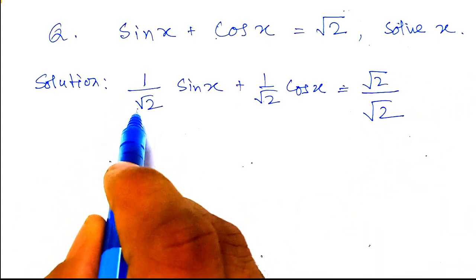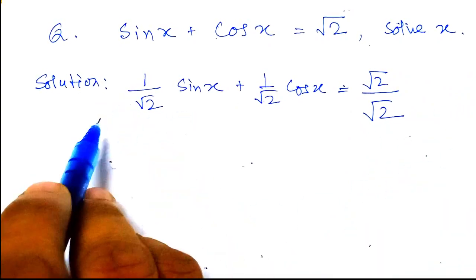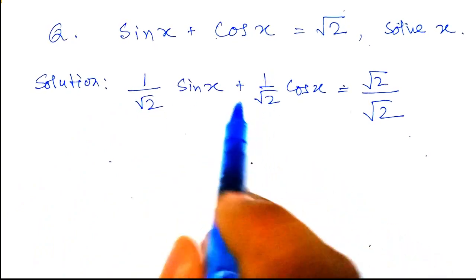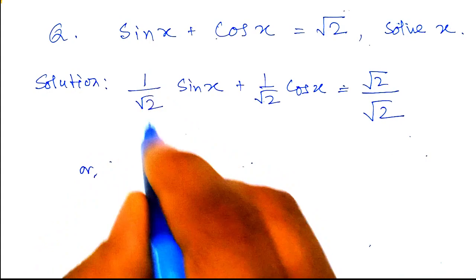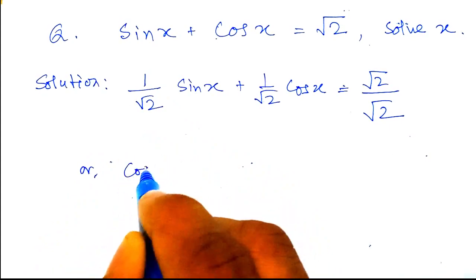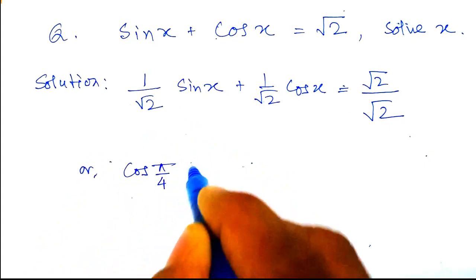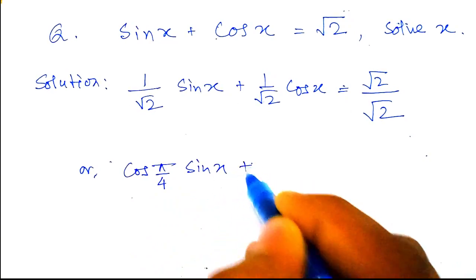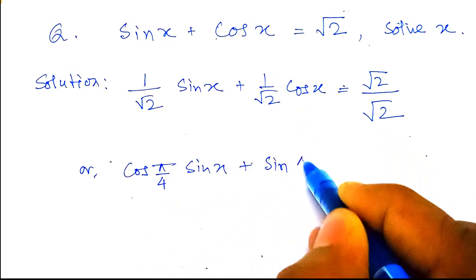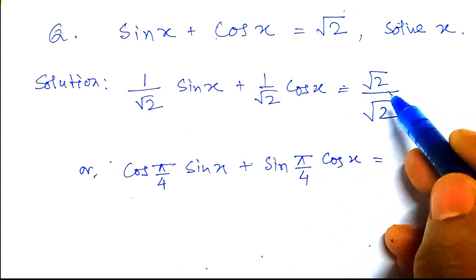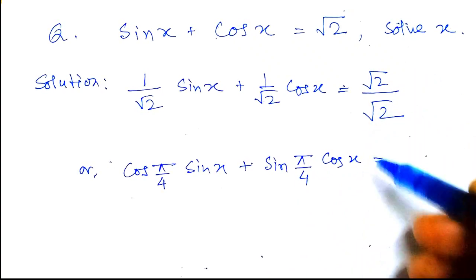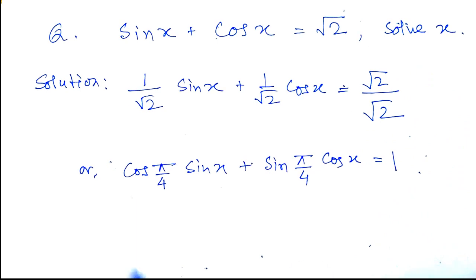Now one thing: 1 by root 2 is the value of sin pi by 4 as well as cos pi by 4. So instead of 1 by root 2 we can write cos pi by 4 with sin x, and here we can write sin pi by 4 with cos x, is equal to 1, because root 2 by root 2 will cancel out and this will become 1.